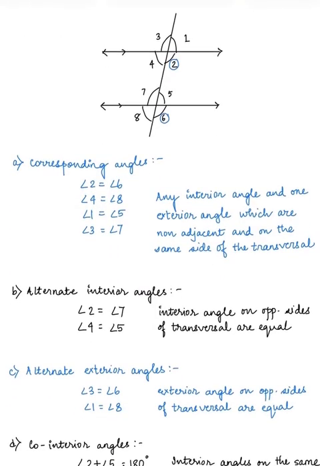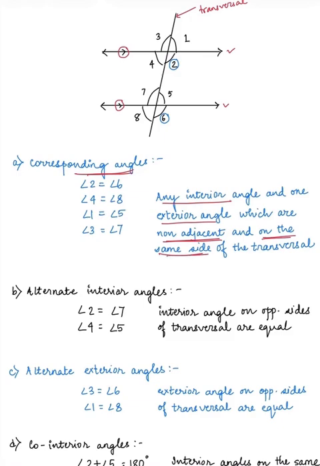Now we have several other properties. Let's look at this. So these are two parallel lines, okay, we can see by this symbol. This is a transversal. Now we have different properties which are very important and very useful for solving any missing angles. First is corresponding angles. What's the definition? Any interior angle and one exterior angle which are not adjacent but on the same side of the transversal.